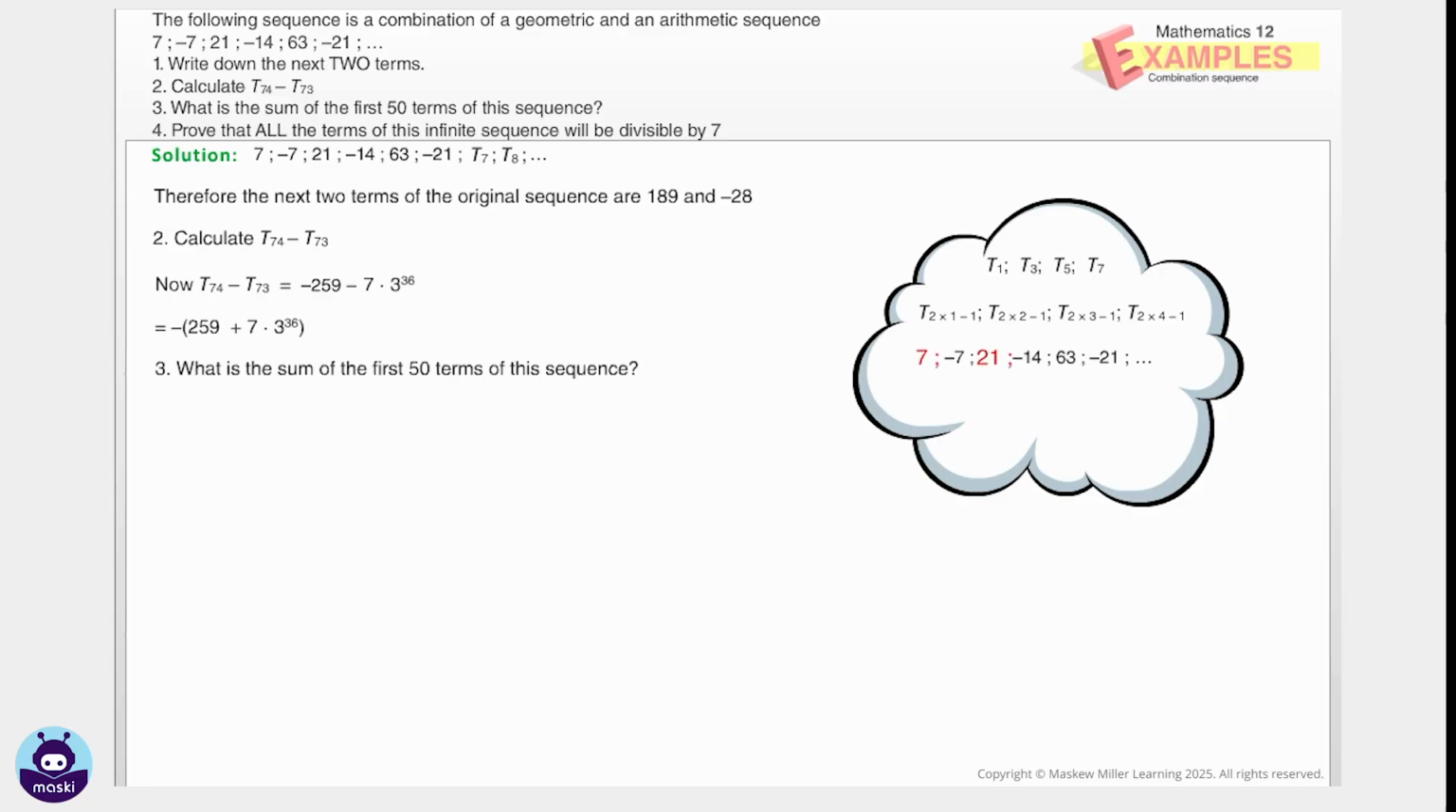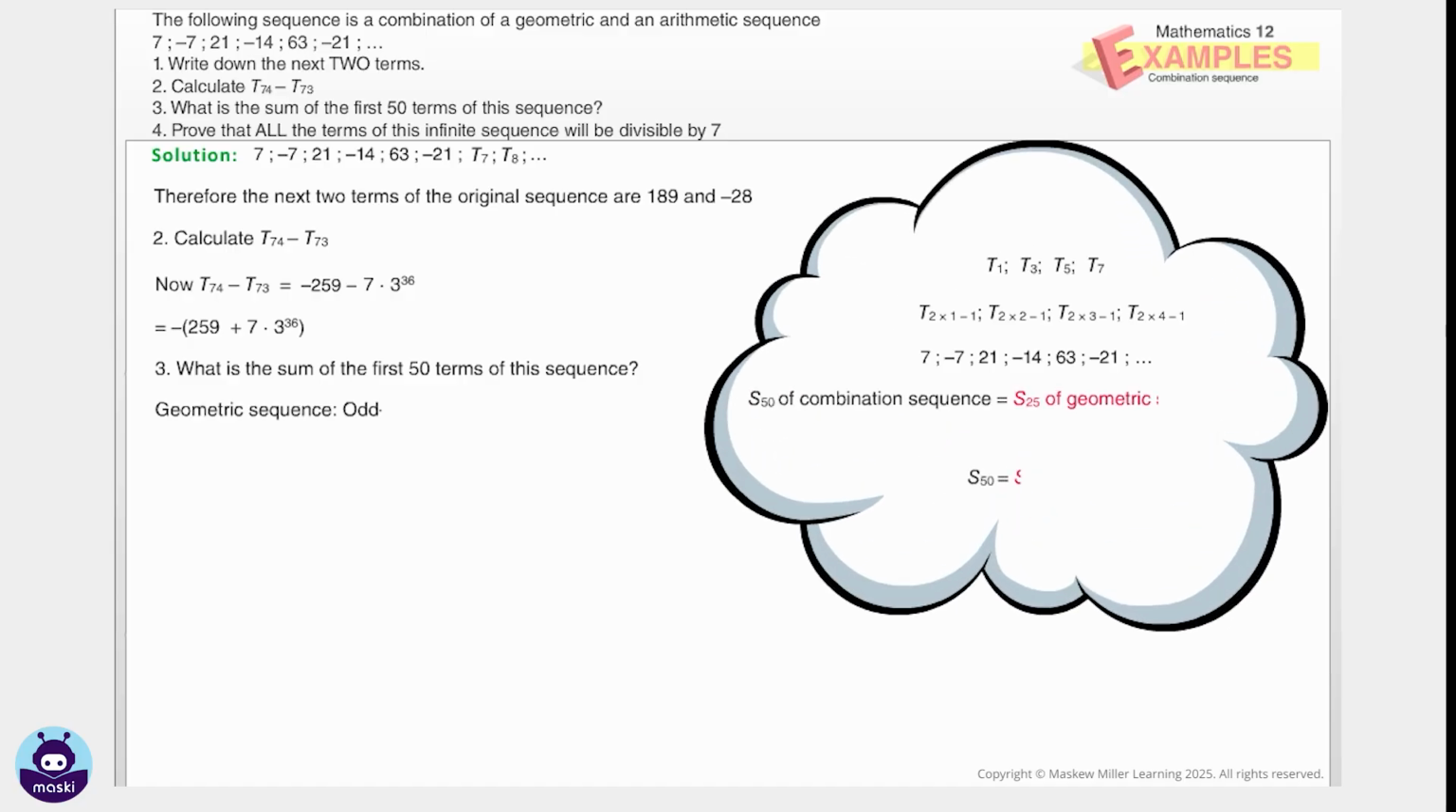Consider the first 6 terms of the combination sequence. The sum of this sequence is simply the sum of the first 3 terms of the geometric sequence and the sum of the first 3 terms of the arithmetic sequence. Extending this reasoning to the given problem, the sum of the first 50 terms of the combination sequence can be determined by adding the sum of the first 25 terms of the geometric sequence and the first 25 terms of the arithmetic sequence. Note that the odd numbered terms of the combination sequence are the terms of the geometric sequence, and the even numbered terms are the terms of the arithmetic sequence.